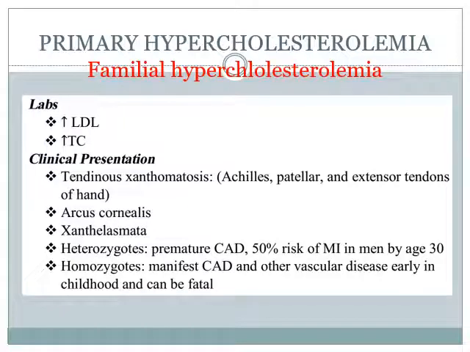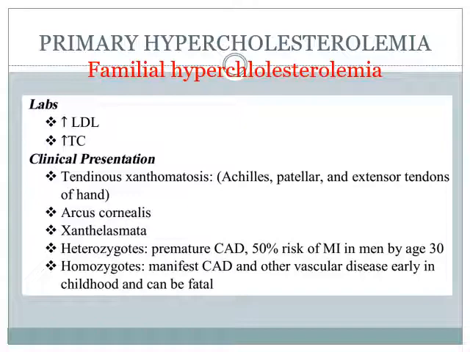Familial hypercholesterolemia is one of the primary hypercholesterolemias. It is autosomal dominant. Its cause is a mutation in the LDL receptor, resulting in complete absence of the receptor protein, leading to a reduction of the clearance of LDL cholesterol. When we do labs for the patient, we will find an increase in LDL with total cholesterol. Clinical presentation: tendinous xanthomatosis over the Achilles, patellar, and extensor tendons of the hand, arcus cornealis, and xanthelasma around the eye.